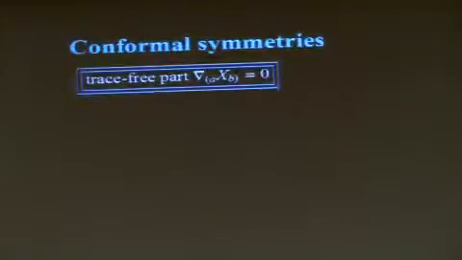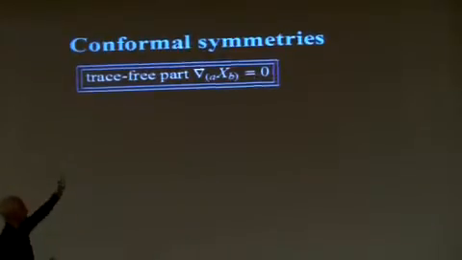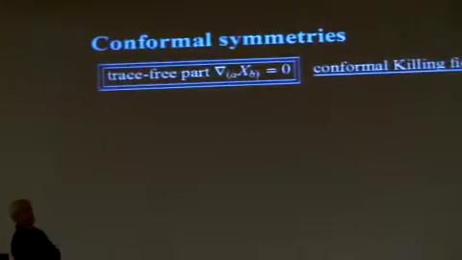All right, now let's try this for conformal symmetries, and you'll see that something slightly different will happen. Let's see what happens. Okay, conformal symmetries. If you write out what that means, it's actually that the trace-free part should be equal to 0, rather than the entire symmetric part should be equal to 0. So the trace-free part of the symmetric part should be equal to 0. Right, that's a conformal Killing field.